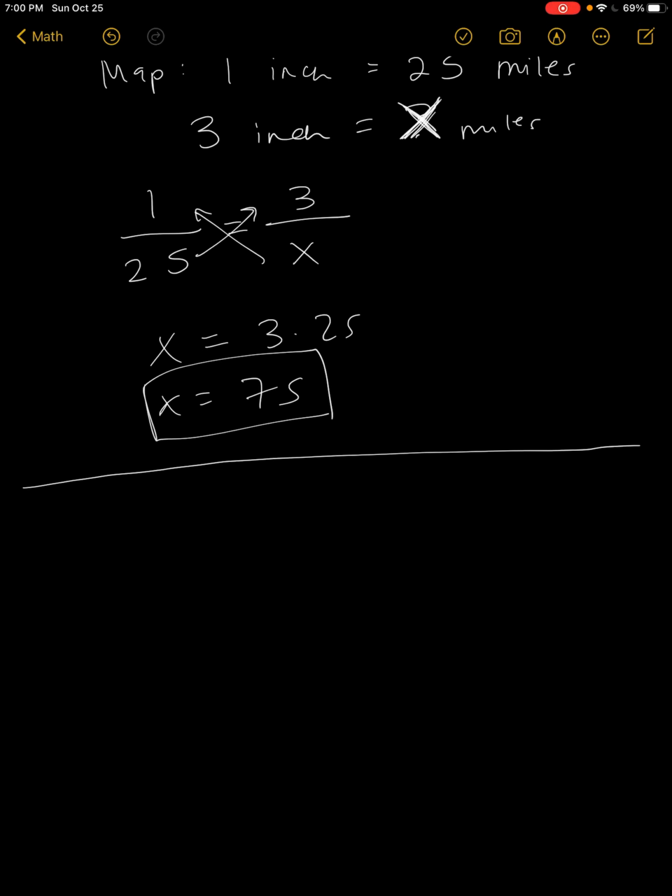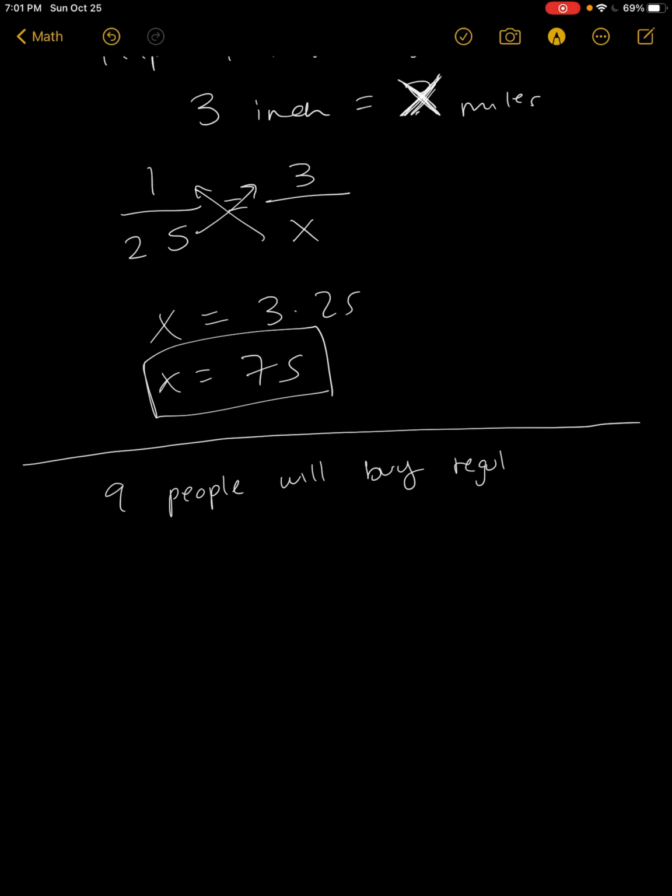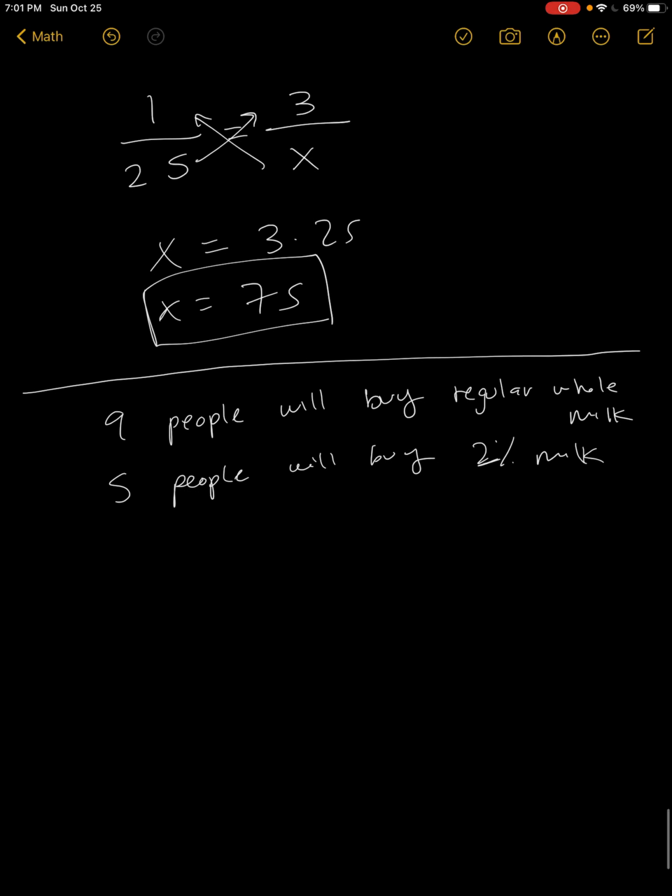Okay, so maybe you work at a grocery store. There are people who do marketing and things like that, and they'll find that 9 people will buy regular milk, or whole milk, and then like 5 people will buy 2% milk, right? So they find for every 9 people that buy regular milk, 5 people will buy 2% milk. Okay.